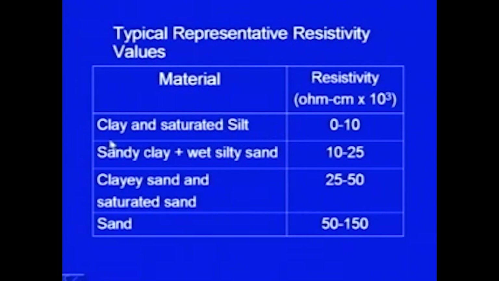For example, for clay and saturated silt, the resistivity is between 0 to 10 into 10 to the power 3 ohm centimeters. For sandy clay and wet silty sand, this value is 10 to 15. For clay sand and saturated sand, the value is 25 to 50 into 10 to the power 3. For sand, it is 50 to 150.